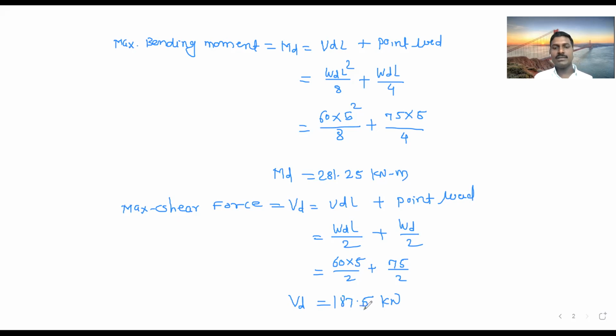187.5 kilonewton is the maximum shear force. So in step 1 we have calculated the maximum factored load, maximum bending moment, and maximum shear force. These three terms we have calculated in step number 1 for the given loading. Which type of loading is given? Two types of load are given on the beam: one is a uniformly distributed load, and the second is a concentrated point load at the center. So the combination of two loads is given here. This is our step 1. Have you written it? Yes, sir. Shall I go next?